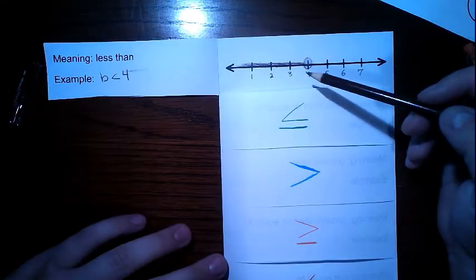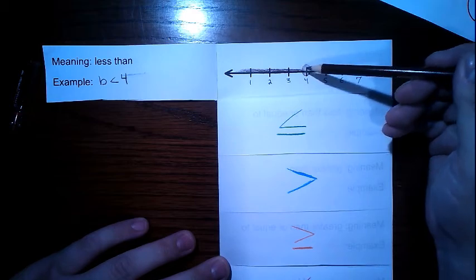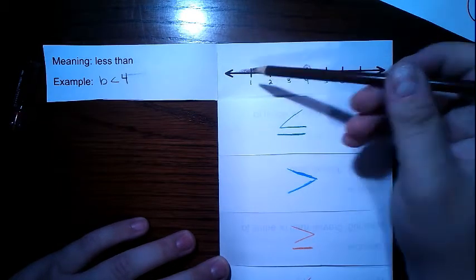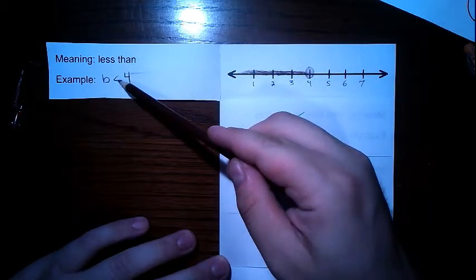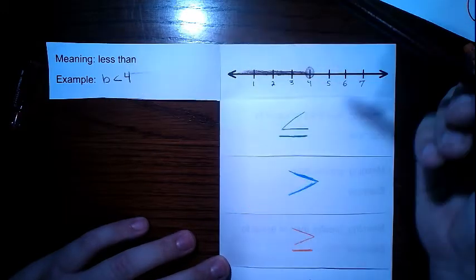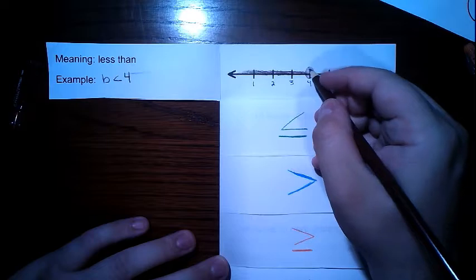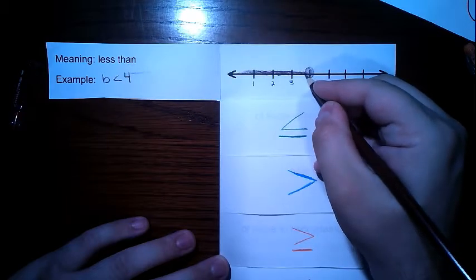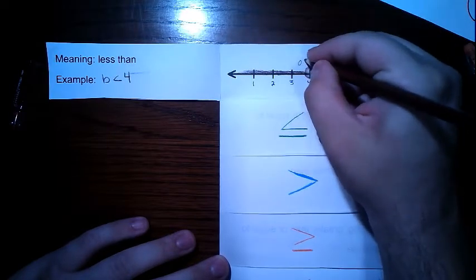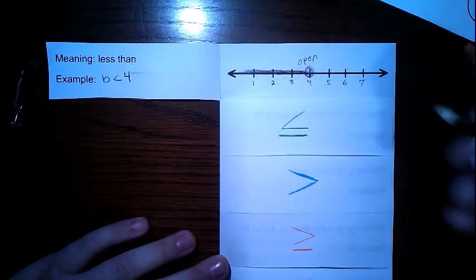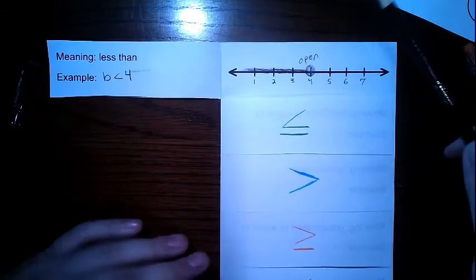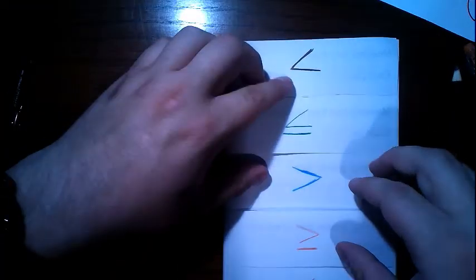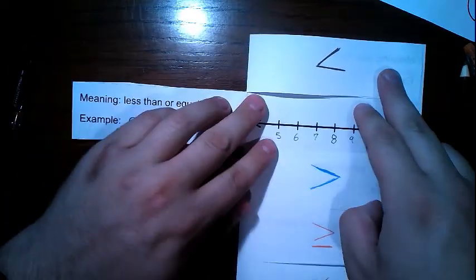So now we have to talk about the circle. We've shaded everything less than 4, but what about 4? Is 4 less than 4? And it's not. So that means that this circle that we put around 4 should be open, because it does not include 4 as part of the solutions. And let's close that one, and we'll go to less than or equal to.